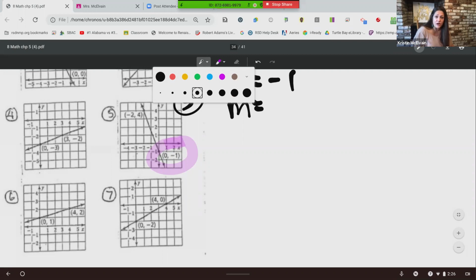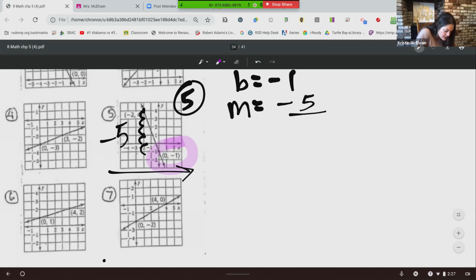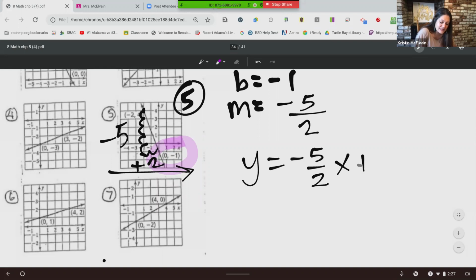So for our slope, I can look at this and I know it is downhill, okay? Because we read left to right as our concept of print. So if I were to go from the first point on the left, negative 2, 4, I'm going to go down 1, 2, 3, 4, 5. So minus 5 over, and I'm going to now run 1, 2. Okay, so my equation then is y equals negative 5 halves x plus negative 1.